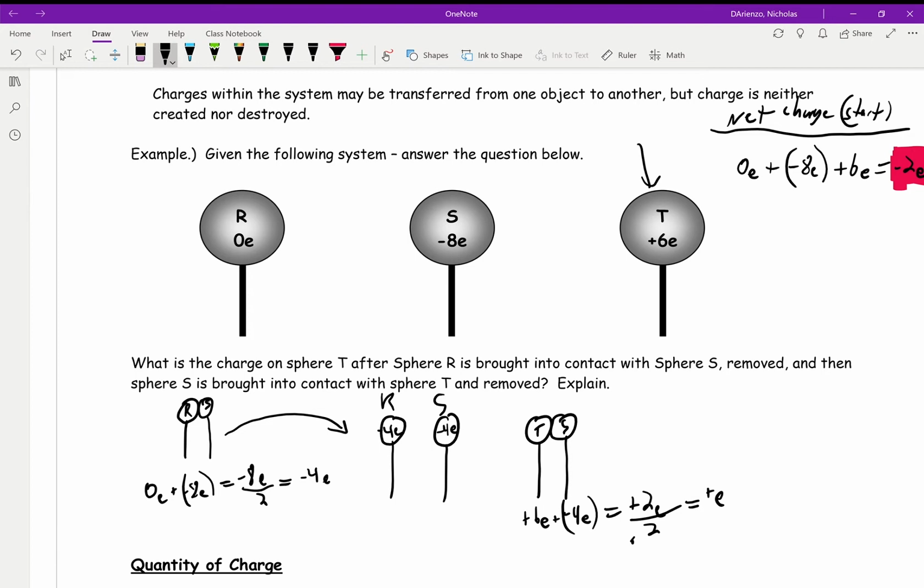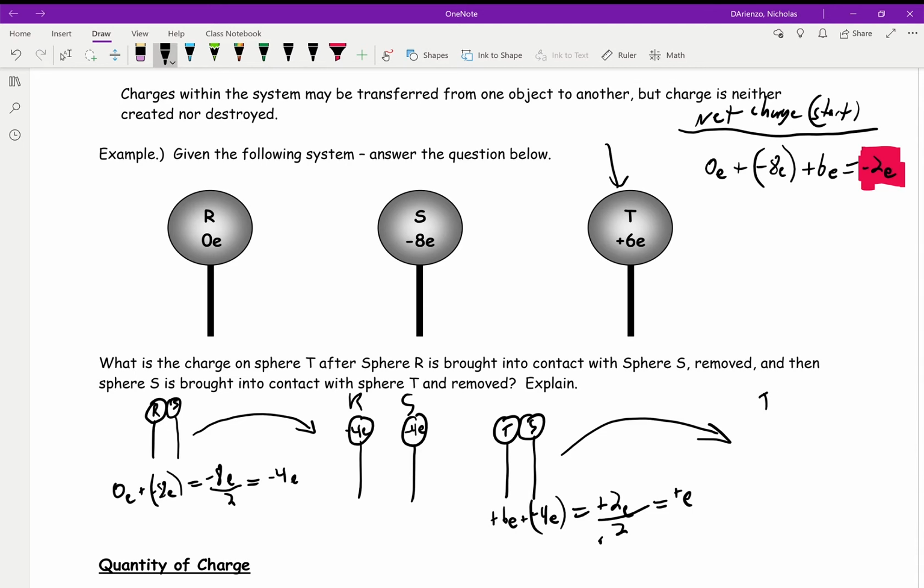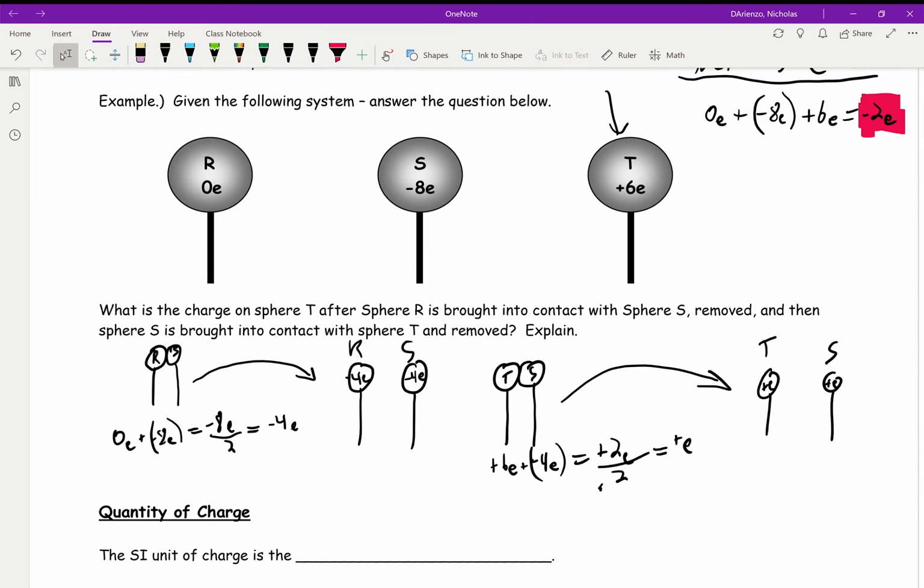And this will get distributed evenly amongst these two, where we have T and we have S, and each one of these will have a positive e charge. Now the charge on sphere T would be our positive e value.